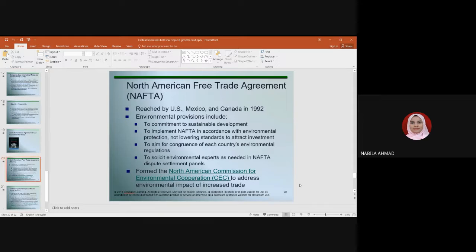Okay. And then we have this agreement. Ya, disebabkan kita ada proponents of free trade and so on. So kita ada agreement lah, North American Free Trade Agreement, Nafta, reached by US, Mexico and Canada in 1992. So apa yang dibincangkan, to commitment to sustainable development, to implement Nafta in accordance with the environment protection, not lowering standard to attract investment, aim to congruence of each country's environmental regulation, to solicit environmental expert as needed in Nafta dispute settlement panel. Okay. And then they address lah, dia ada North American Commission for Environmental Cooperation address the problem, the environmental impact on increased trade.